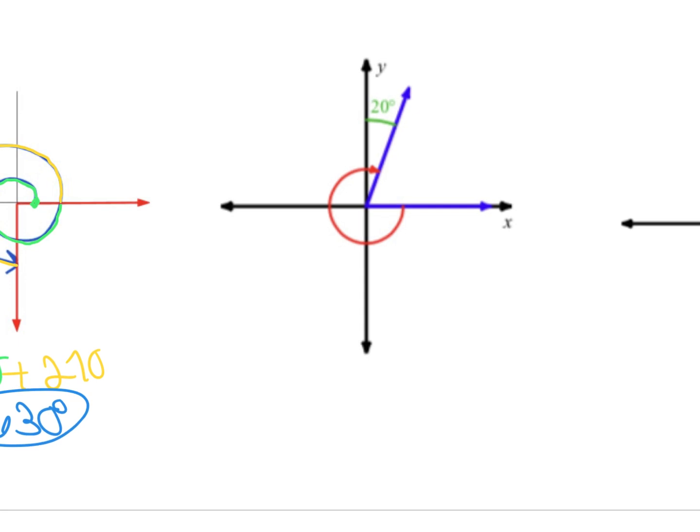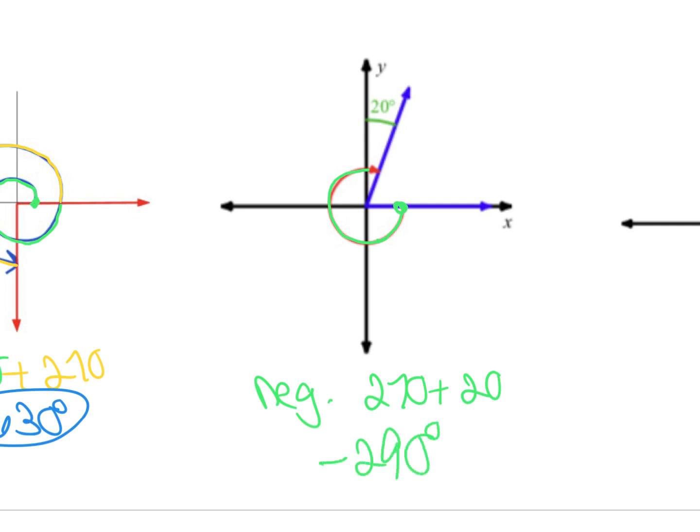So we are going to start here, let me do green. And we are going in this direction. We're going clockwise, which means I know my answer is going to be negative because I'm going clockwise. So here's 90, 180, 270, and then another 20. So I went 270 degrees, and then I went another 20. And so I've gone 290 degrees in the clockwise direction, so it would be negative.